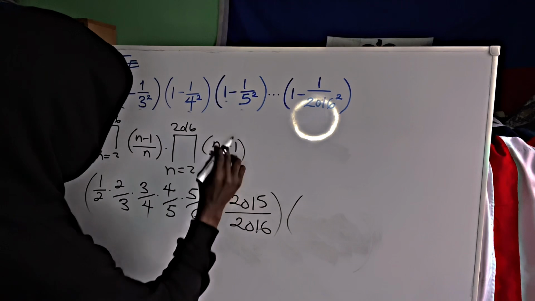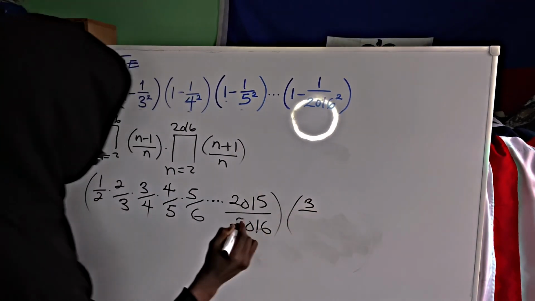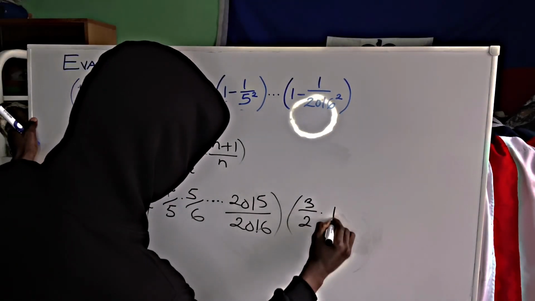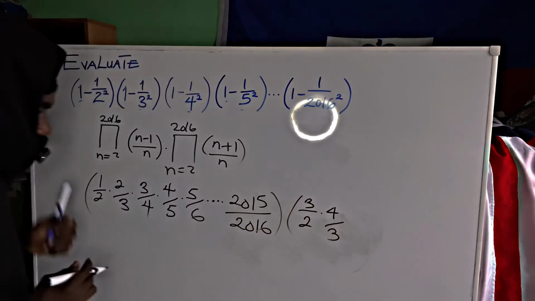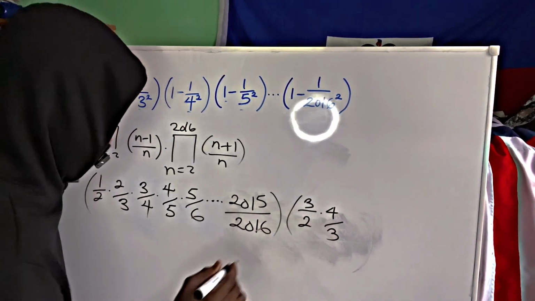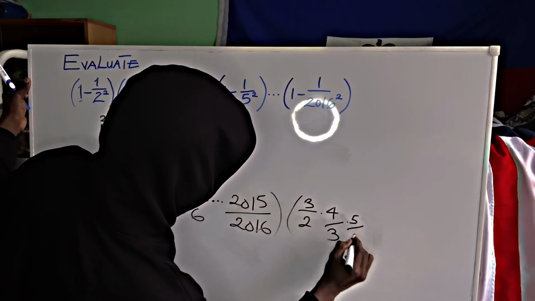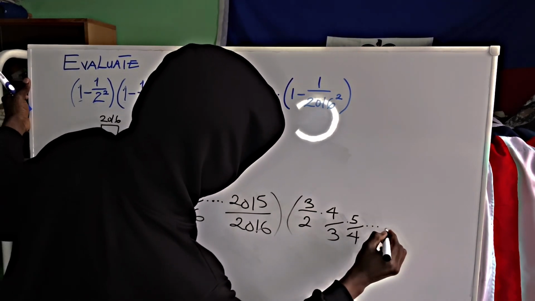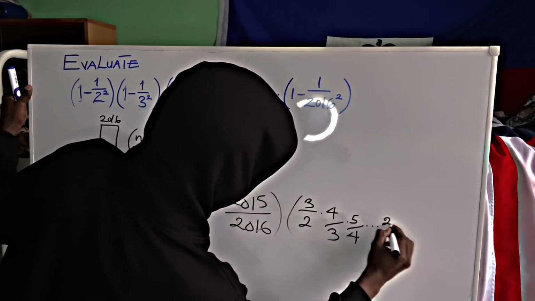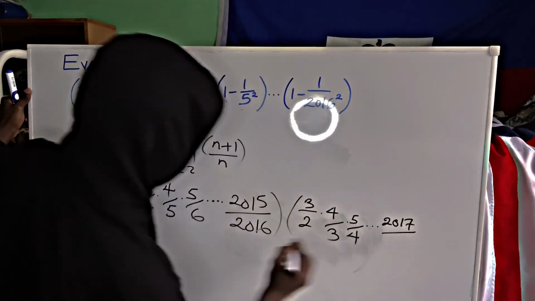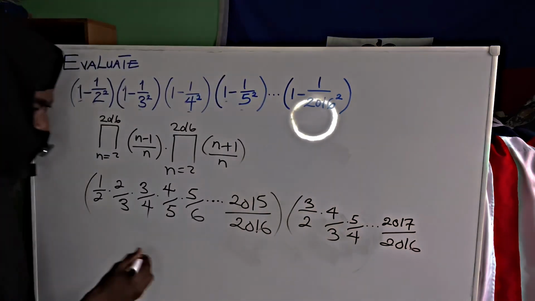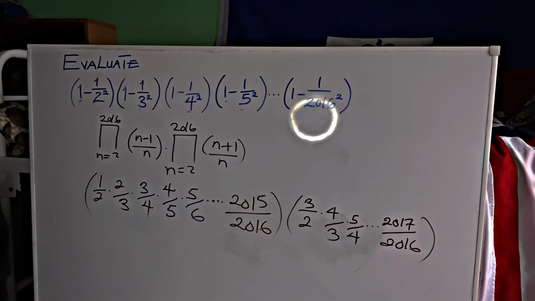For the second product, we plug in 2 and this will be 3 over 2, times, plugging in 3, we're going to get 4 over 3. So you notice that for this, the numerator will always be 1 more than the denominator. So we're going to get 5 over 4, and this will go on up to the last term. If we plug in 2016, we're going to get 2017 over 2016, all in parentheses.